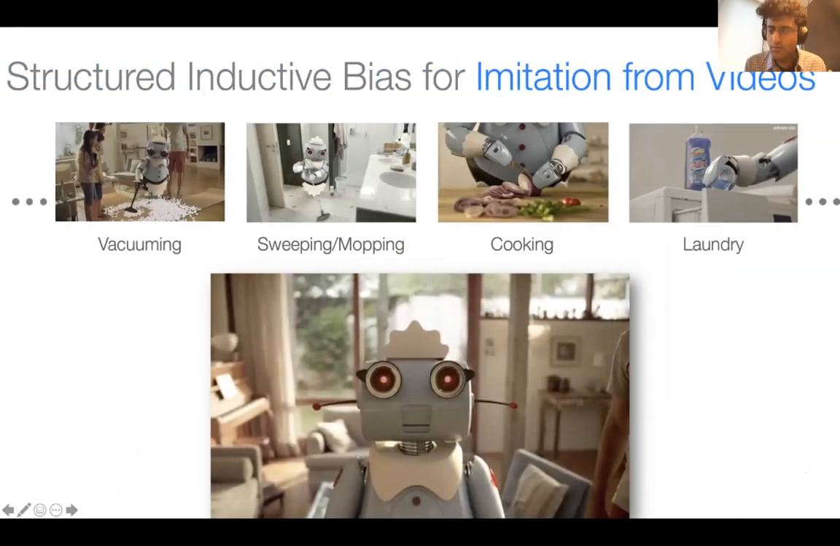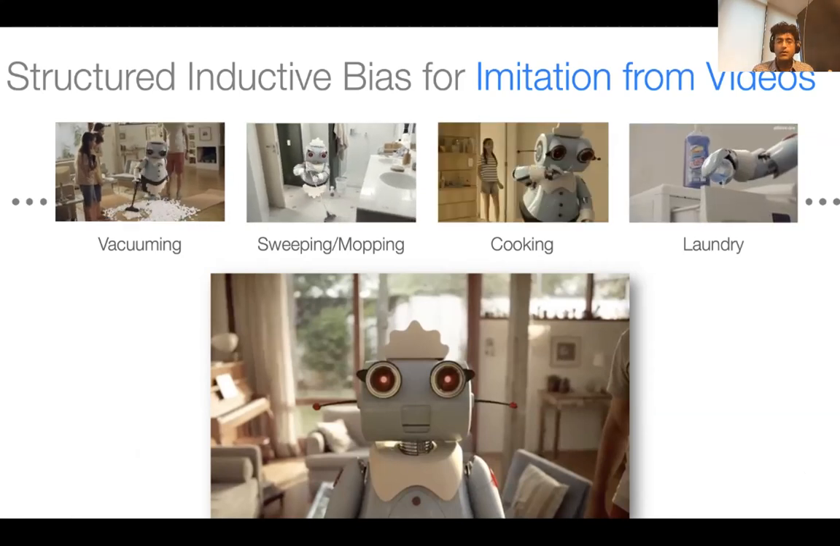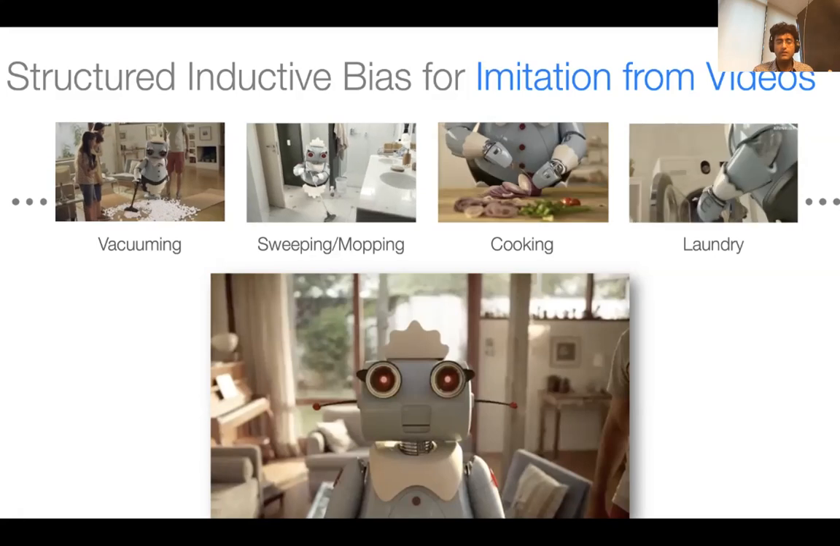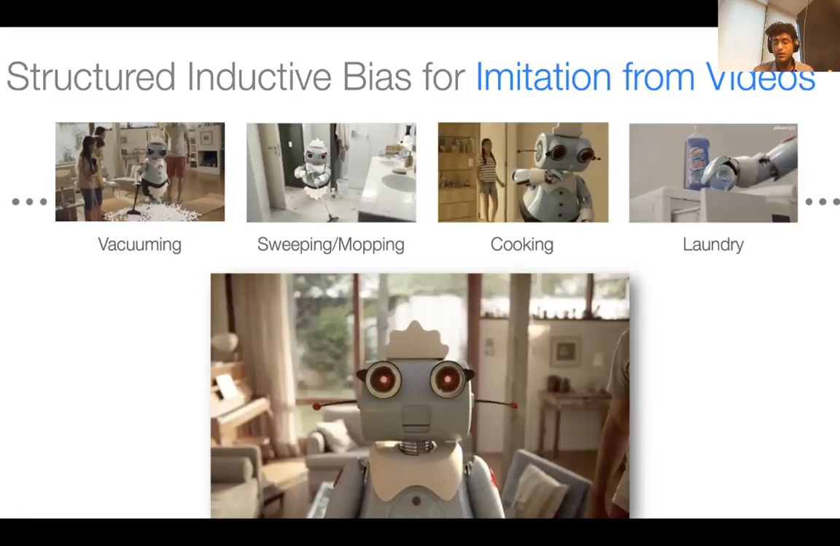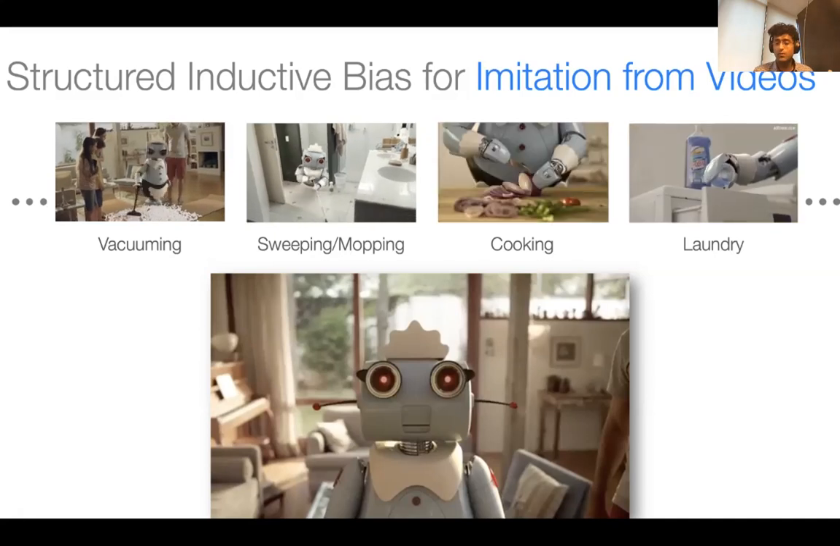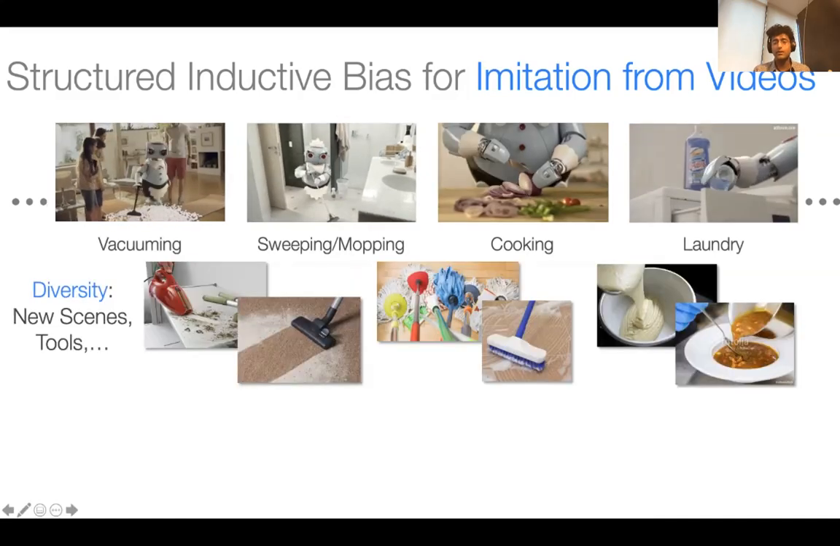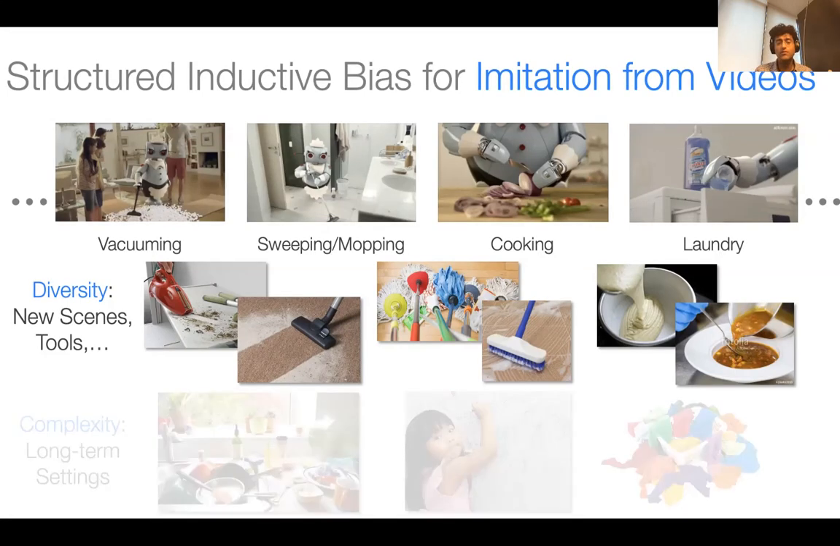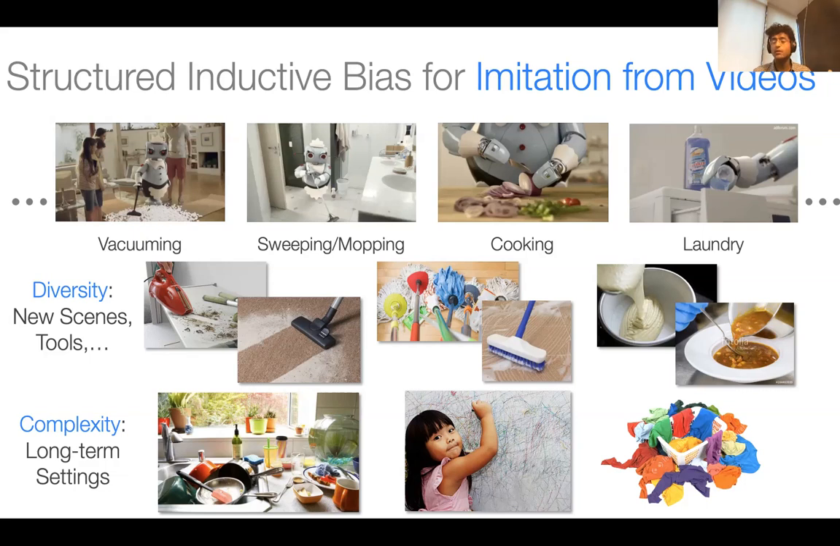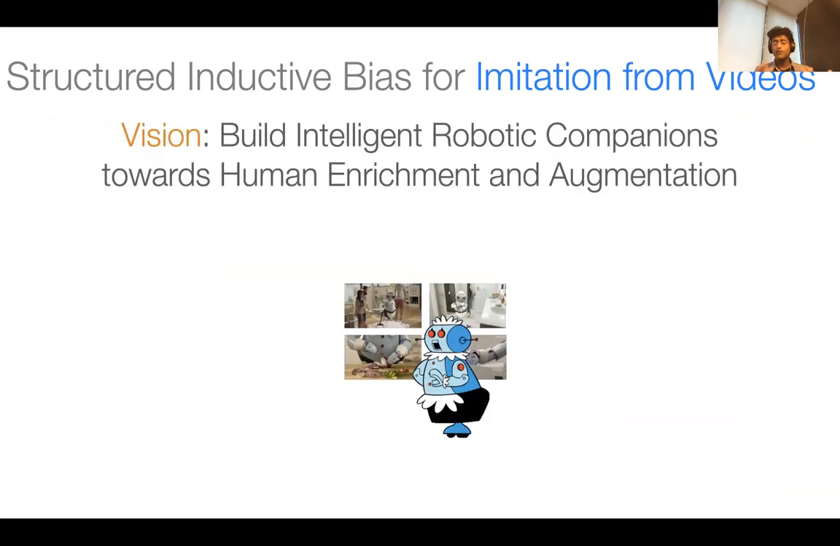Just looking at this video that I showed you earlier, to build a robot that can work in a home, we might want it to do a variety of tasks from vacuuming, sweeping, cooking, laundry, and whatnot. Not only do we want the robot to work in this clean environment with training settings, we want it to actually generalize to new diversity of scenes, tools, new objects, and perhaps even more complexity of scenes where longer term planning is required that was not observed during training. Now, really, the goal is to build these robotic companions that can enable us to enrich and augment our physical and cognitive capabilities. But the question is really how?